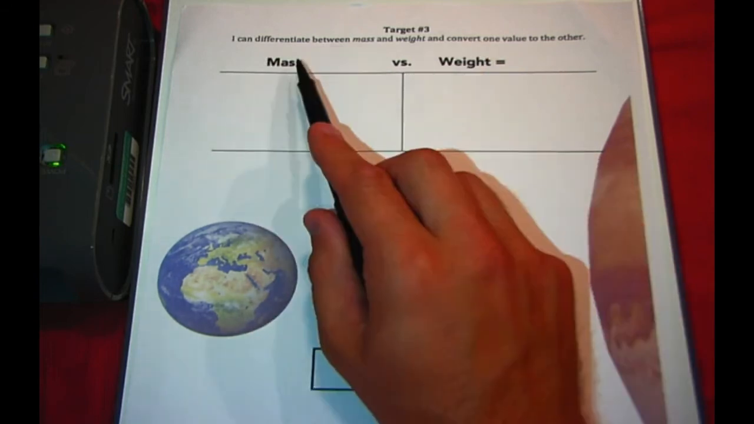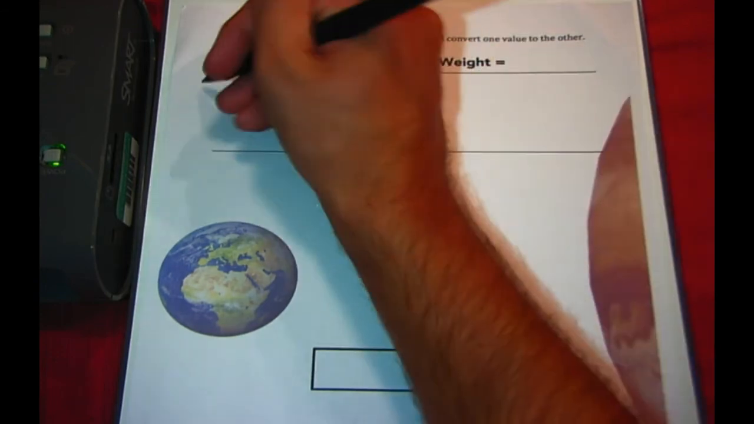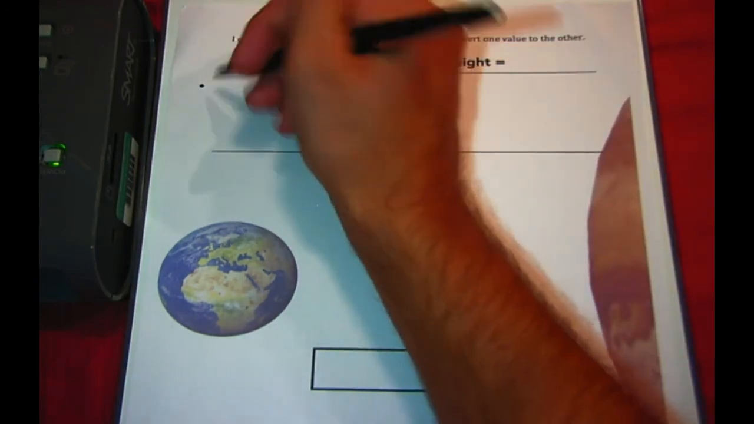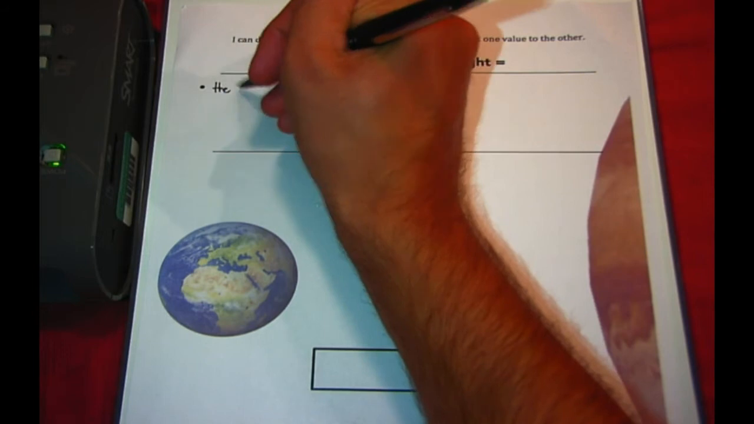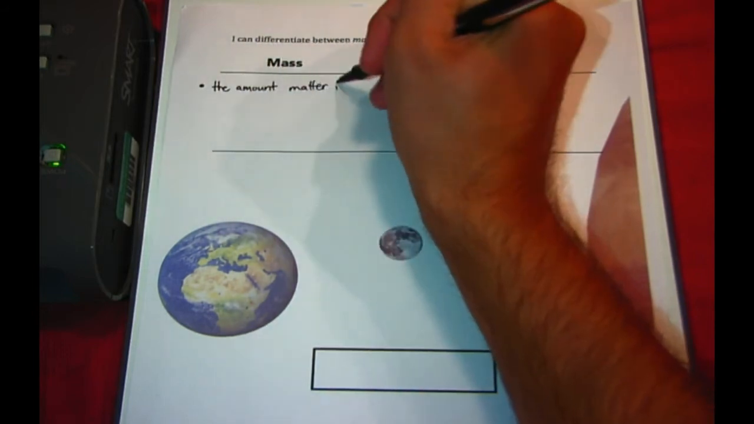So let's first start with mass. What is mass? Well, mass is going to be the amount of stuff, the amount of atoms, the amount of matter in an object.